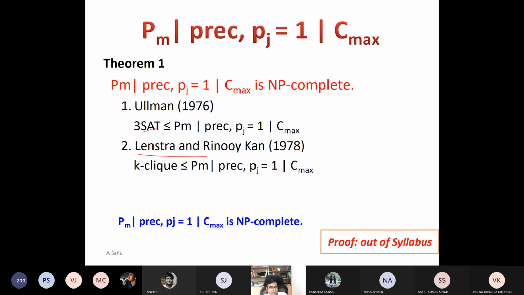This maps to 3-SAT and clique. We are not going to prove this again. This proof is out of syllabus, this is not a theory course, so we will look at it from a very high level point of view. So this problem is an NP complete problem. Whenever something is NP complete, then what do we think? In general, we think of either approximation or heuristics.